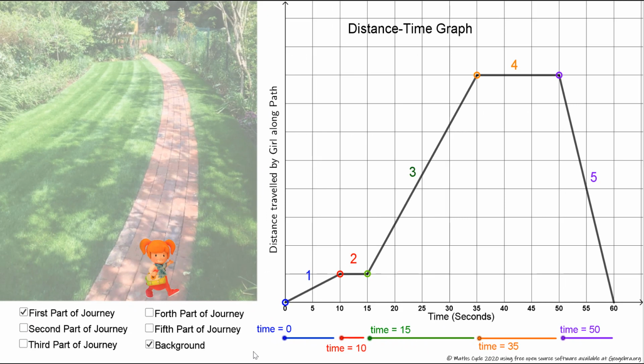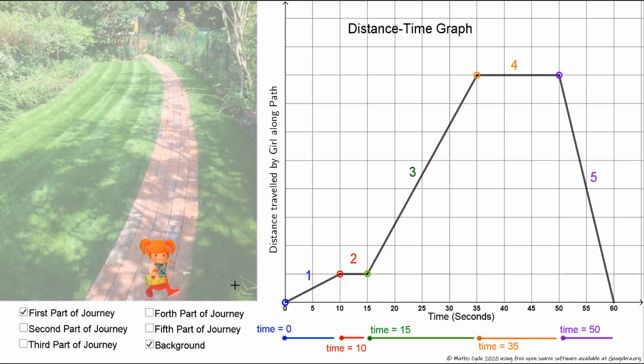Okay, here we have a distance time graph, and it's going to measure this little girl Tara and her journey along this path. So what we're going to be measuring is the time it takes Tara to travel along the path, and it's going to be represented on the horizontal axis. So we have time here in seconds, and we're going from 0 to 60 seconds.